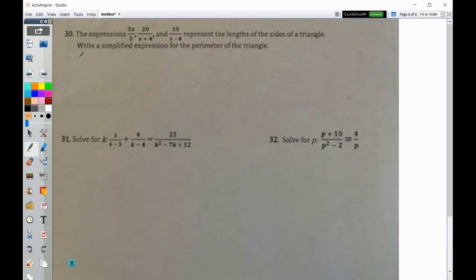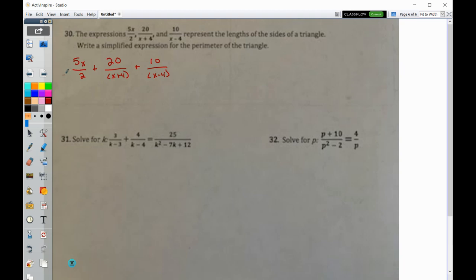So the first side is 5x over 2. This one here is 20 over (x plus 4). I'm putting these in parentheses because in my mind that makes more sense. Minus 4. All right, so now to get a common denominator, we need the same denominator in all three. So each one of these is missing a little bit of something. This first one here is missing the x plus 4 and the x minus 4.